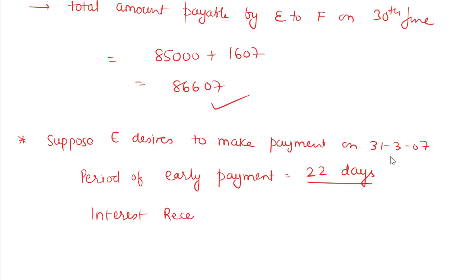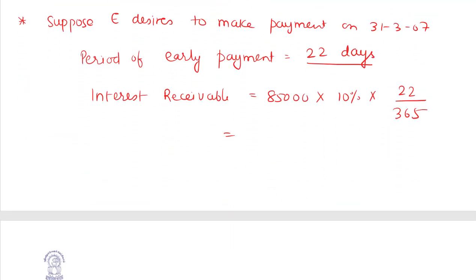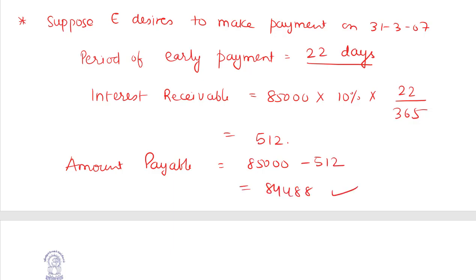Interest receivable equals 85,000 multiplied by 10% multiplied by 22 upon 365. Do the calculations quickly: 512. So final amount payable on due date equals 85,000 less 512, 84,488. I believe you understood this.